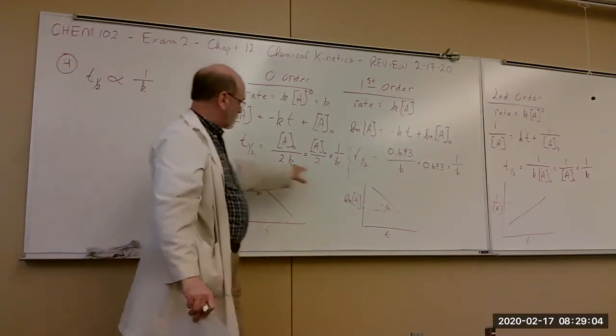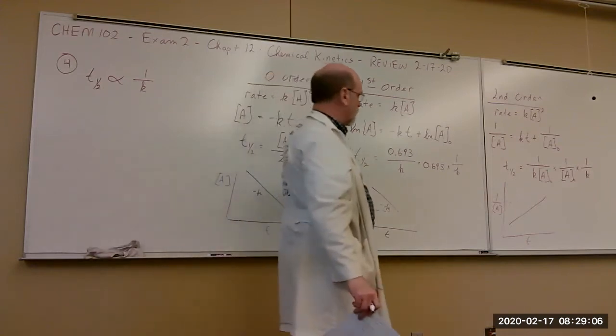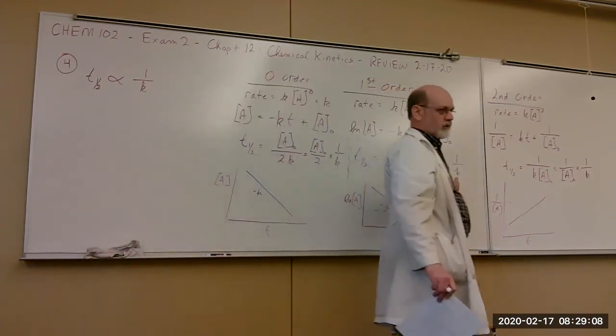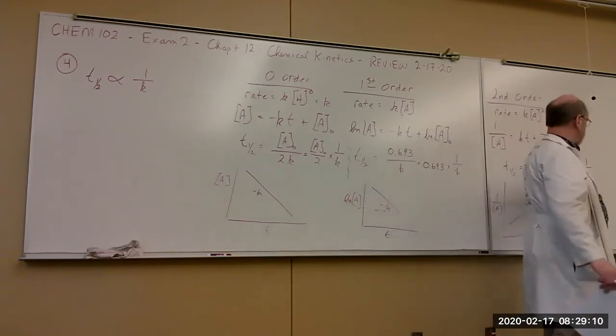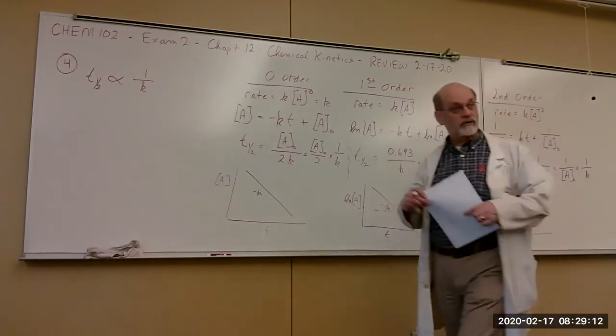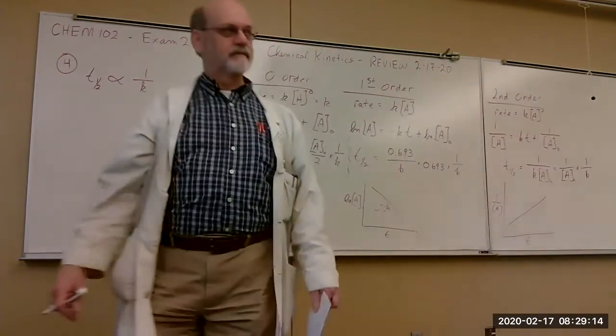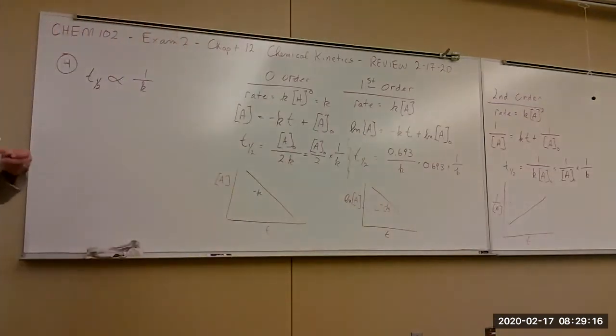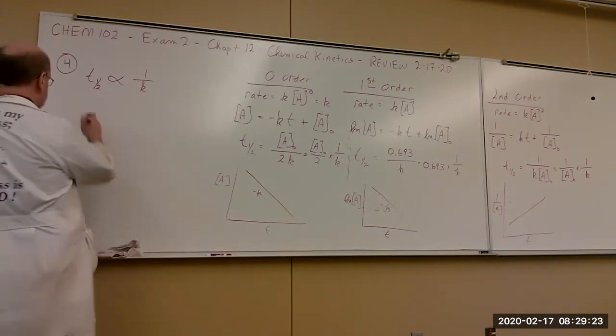For zero order, proportional to 1 over K. First order, proportional to 1 over K. Second order, proportional to 1 over K. They're all proportional to the inverse of K. Yep, all of them. So which one is it? That's D.